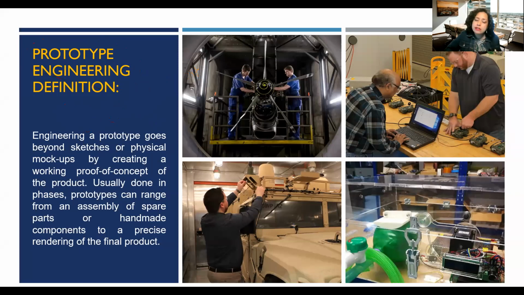Then, what is this type of engineering? It goes beyond sketches. So it's not just the drawing of it or physical mock-ups. It creates a working proof of concept. That's what you're seeing on these pictures that I selected over here. It usually is done in phases, of course, because prototypes can range from an assembly of spare parts or handmade components to a precise rendering of the final product.